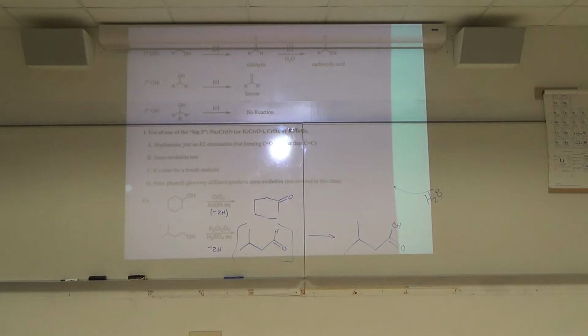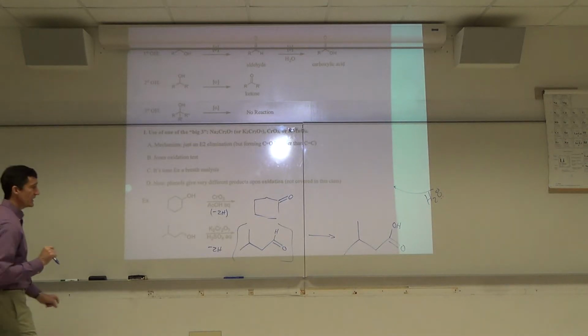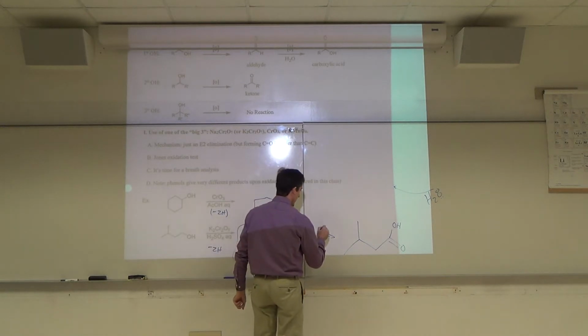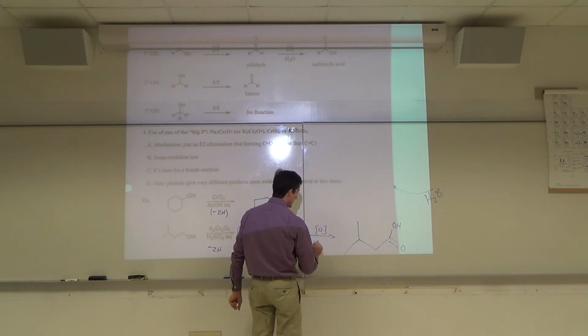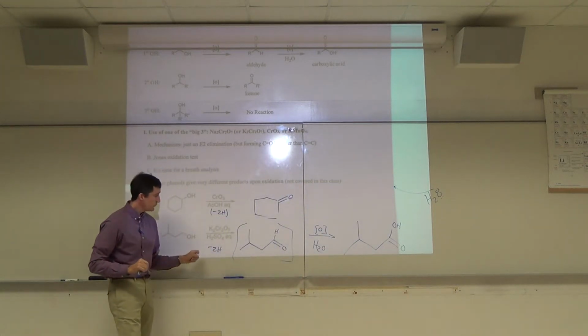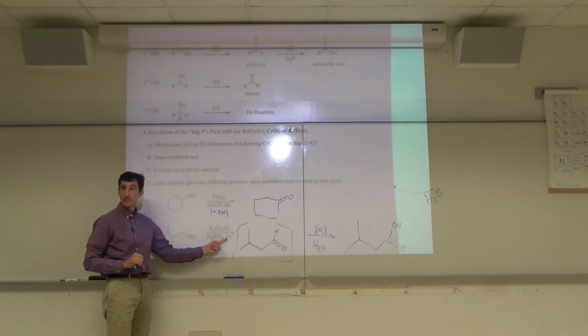If you're using one of the big three, it will not stop at the aldehyde. It will keep on. This is a further oxidation. You do need water here. That's where the other oxygen comes from. But do we have water in the reaction? Yes. Aqueous acid. Okay.